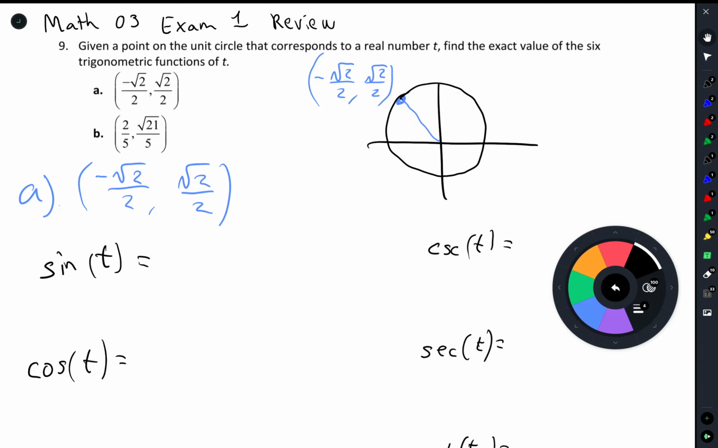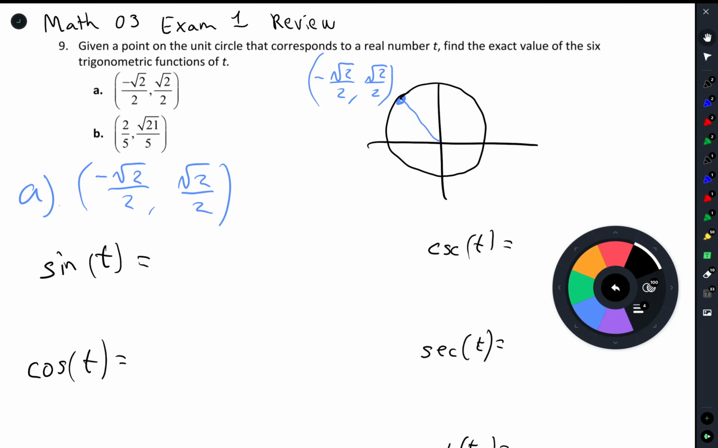This is question 9 on the exam 1 review for Math 3. Given a point on the unit circle that corresponds to a real number t, find the exact value of the 6 trigonometric functions of t. Okay, so we haven't really worked with t so much in the class. It was included in the notes, but usually we've worked with theta. So when you're actually solving this, it's not really going to be any different than using the variable theta.